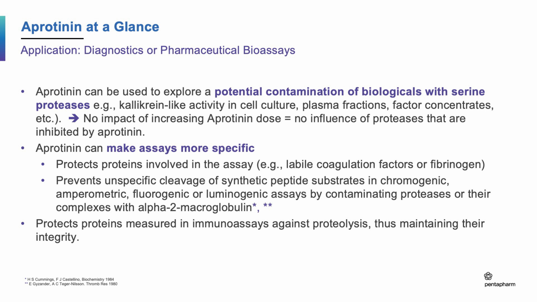It protects proteins involved in the assay, such as labile coagulation factors or fibrinogen, and prevents unspecific cleavage of synthetic peptide substrates in chromogenic, amperometric, fluorogenic, or luminogenic assays by contaminating proteases or their complexes with alpha-2 macroglobulin. Aprotinin can also protect proteins measured in immunoassays against proteolysis, thus maintaining their integrity.